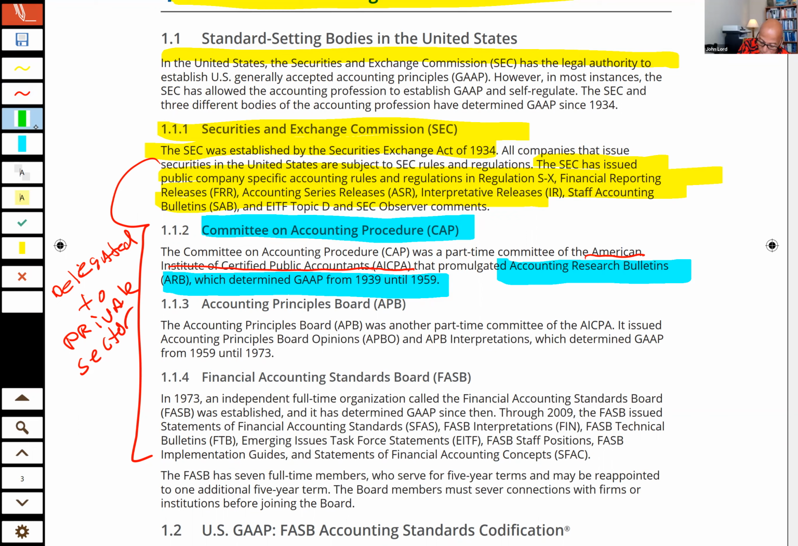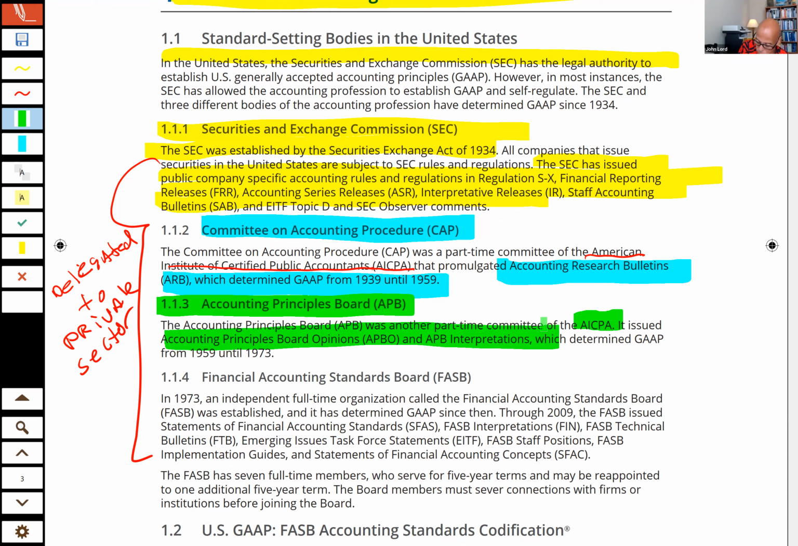Once again, in 1959, they disbanded the CAP and they created the Accounting Principles Board, once again in the AICPA, and they issued Accounting Principle Board opinions, and that constituted GAAP from 59 to 73. Now, what happens is when they disband one of these private sector standard setting bodies, they don't just blow up everything they did before and start over again. The new standard setting body will adopt what was already in place and then make changes as they go along.